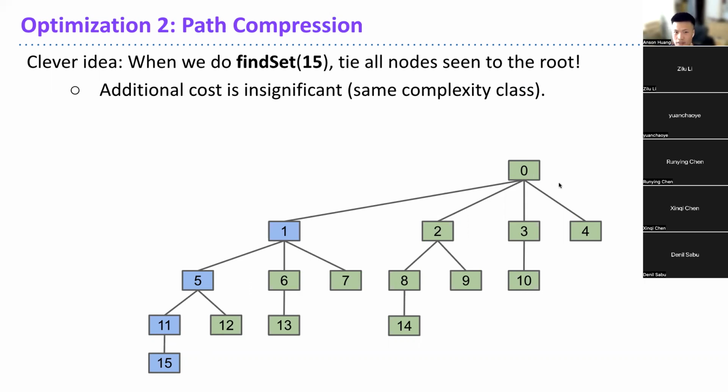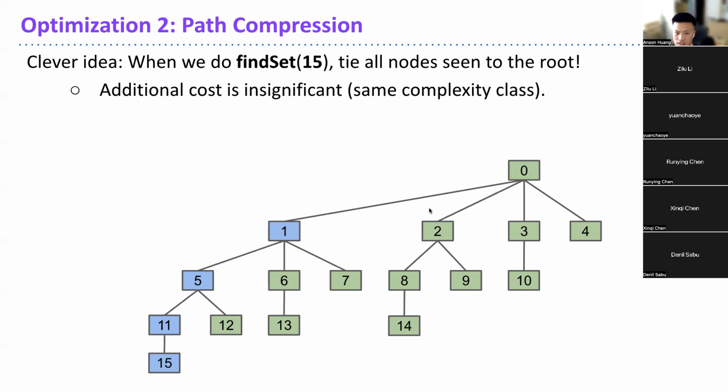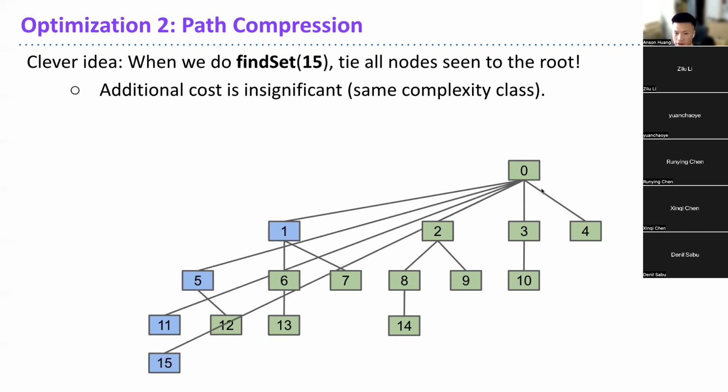So what if we were to do something like this? What if, after finding the parents, instead of having 15 point back to 11 to 5 to 1 to finally 0, we just point each of these nodes directly to the root? What this does is it allows us to instantly get the parent without having to traverse back up the tree.